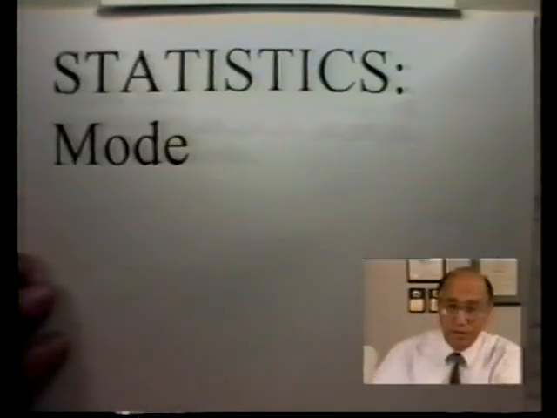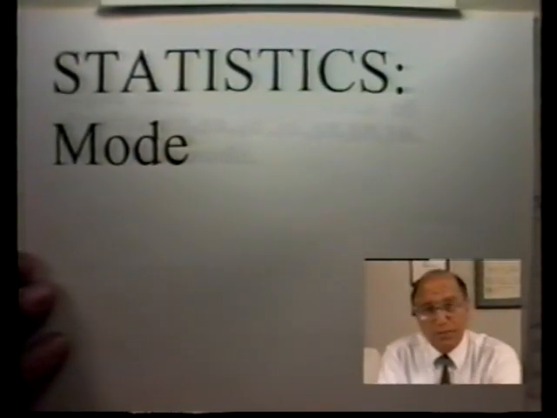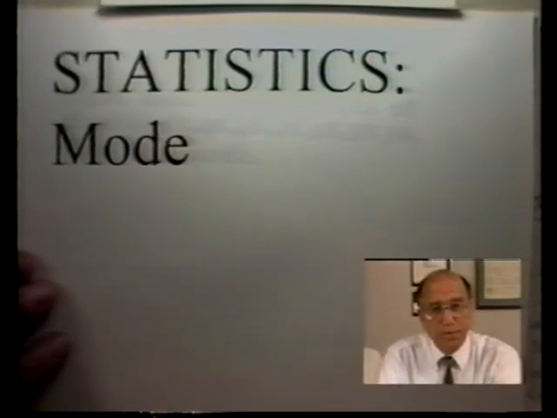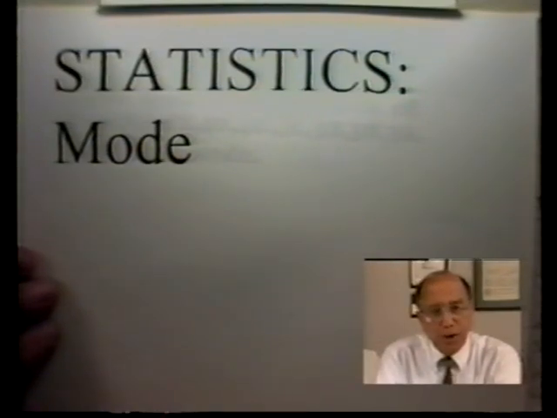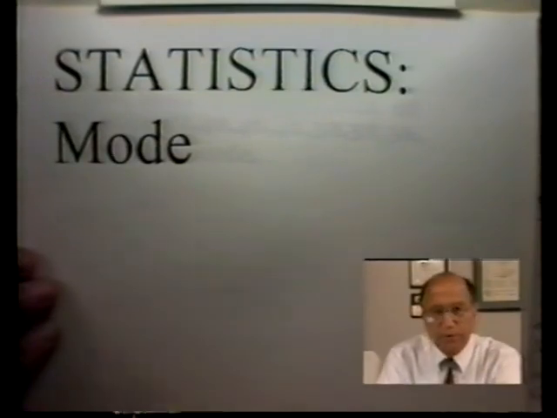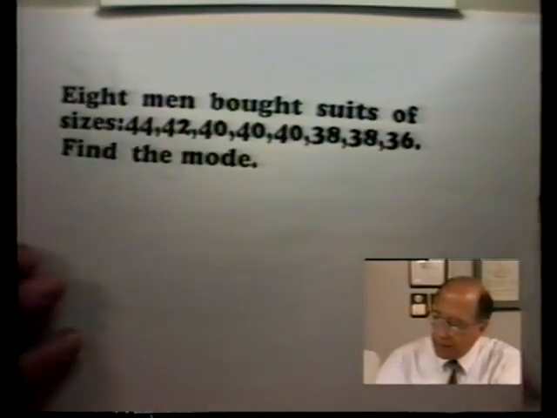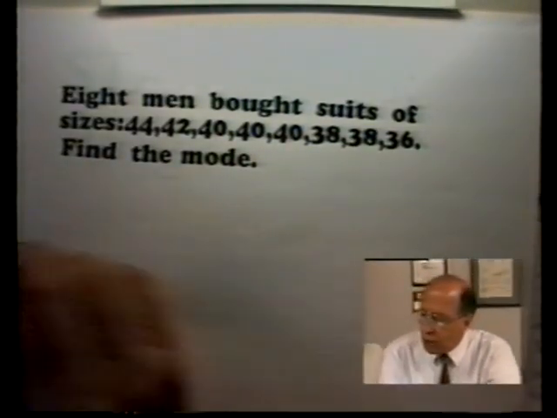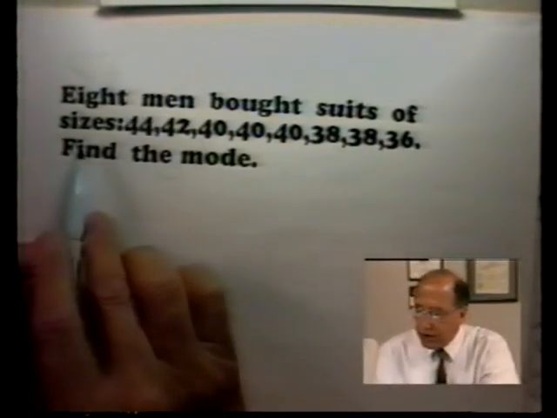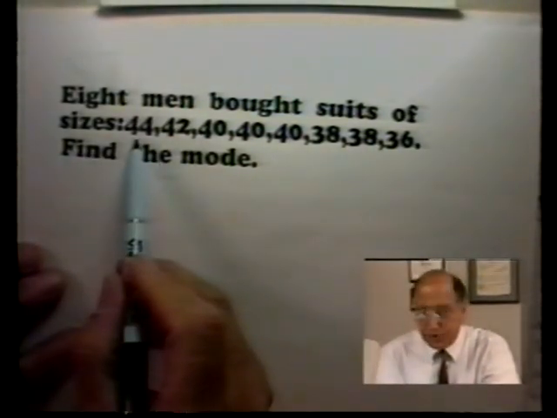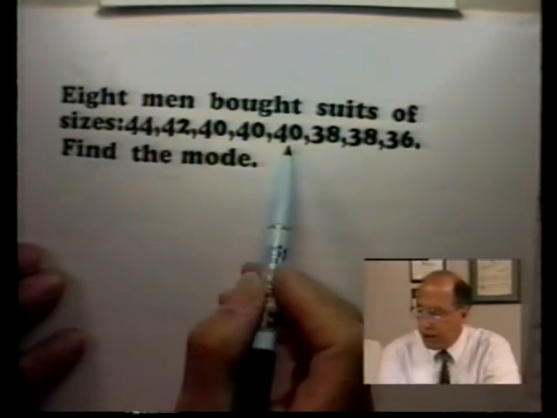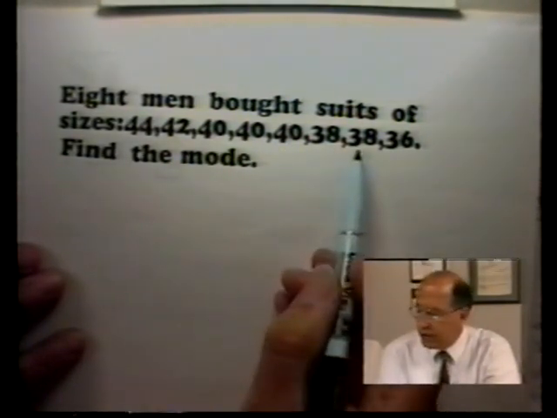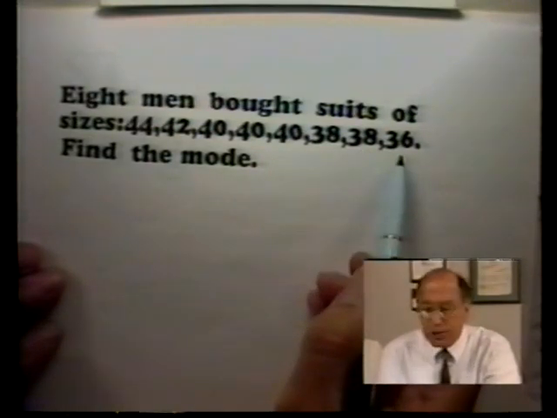Now, the third instrument of measuring in statistics is called the mode. The mode is the score that appears most frequently in a statistic or a given data. Here's an example. Let's suppose we have 8 men who went to buy suits. And this is what they bought. One of them bought a size 44, another 42, another 40, another 40, another 40, another size 38, another size 38, and another size 36.